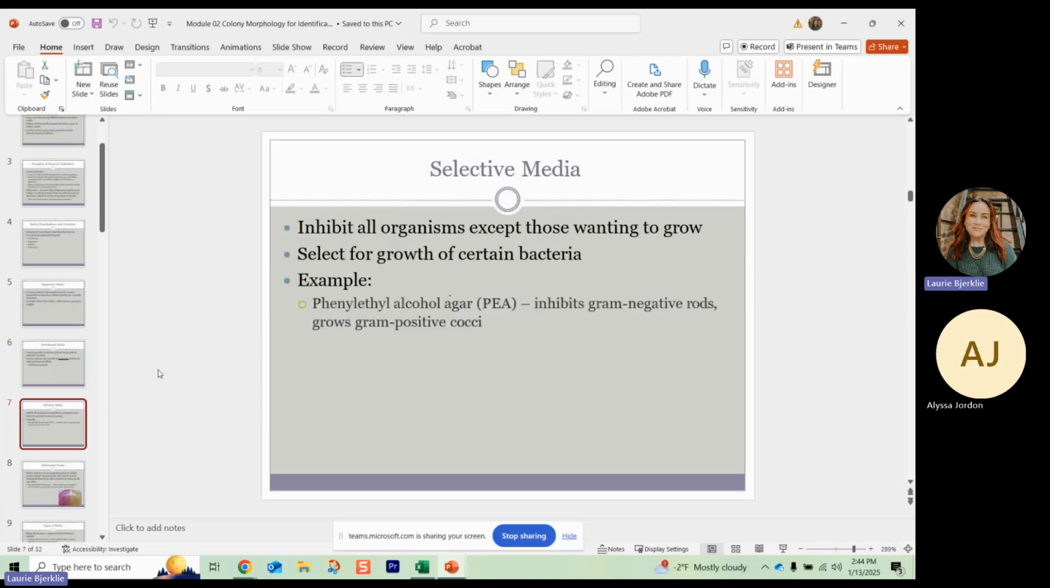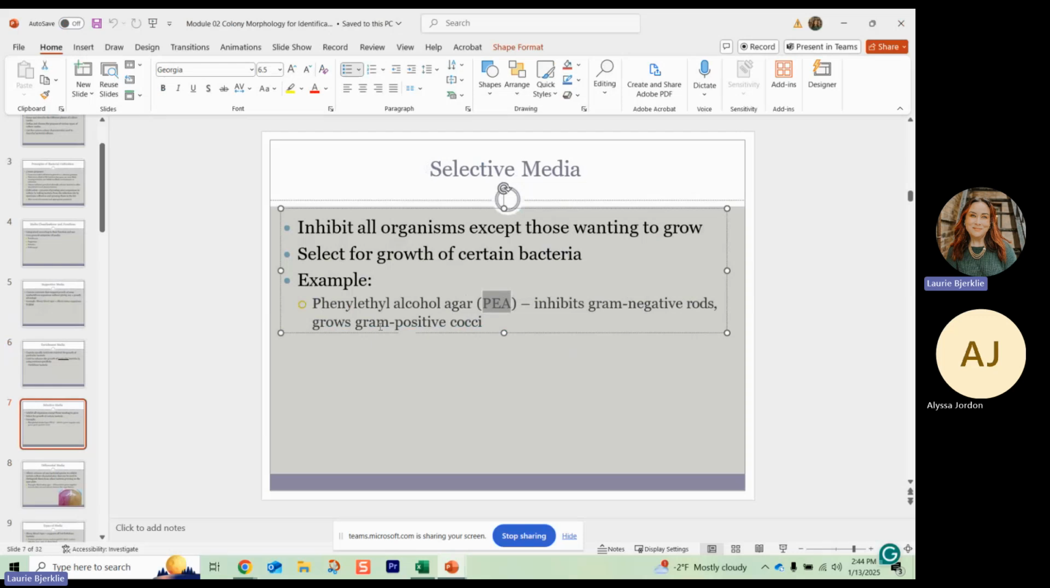Selective media is only going to selectively grow certain bacteria. So it's picking out a type of bacteria to grow and inhibiting all others. In selective media, agar plates that are selective have antibiotics or certain chemicals that will ensure that certain types of bacteria do not grow, whereas others will grow. An example of this is PEA agar. The phenylethyl alcohol that is added in there inhibits gram-negative rods from growing and will allow us to grow gram-positive bacteria. So that's why it's selective.